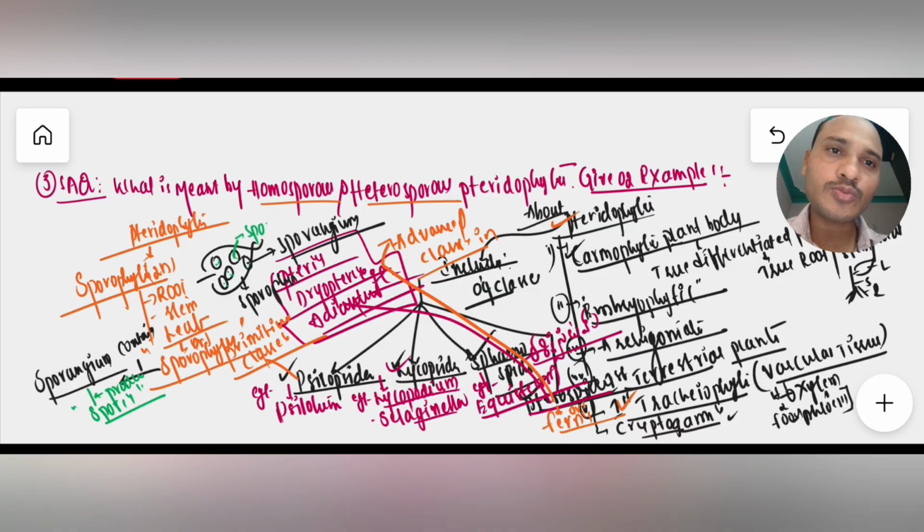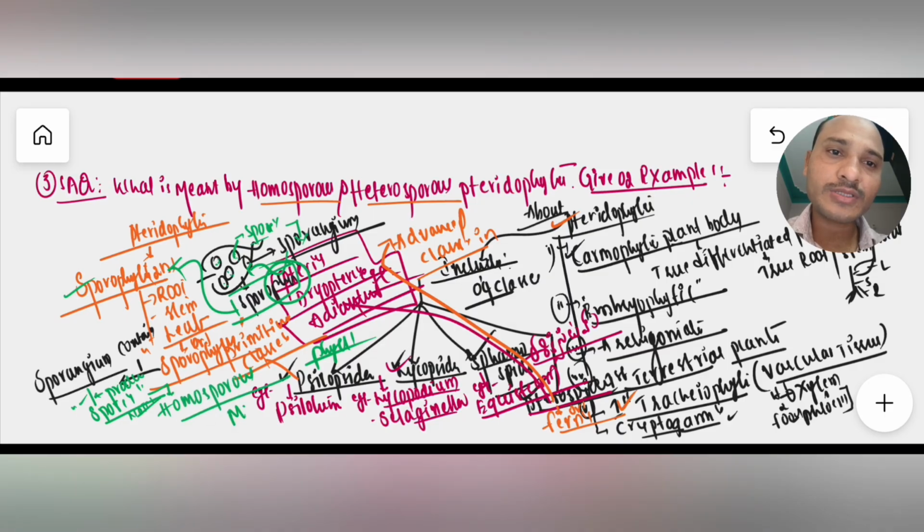Spores are produced in the sporangium present on the sporophyll, which is a part of the sporophyte. Here phyll represents leaf and phyte means plant. Okay, so spores are produced in sporangium present on sporophyll, a part of sporophyte. And the majority of the pteridophyte plants are homosporous. Remember, note here, majority of the pteridophyte spores are homospores.